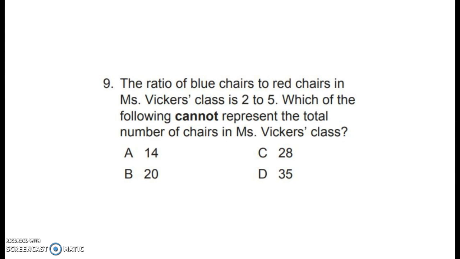Number 9. The ratio of blue chairs to red chairs in Mrs. Vickers' class is 2 to 5. Which of the following cannot represent the total number of chairs in Mrs. Vickers' class? A, 14. B, 20. C, 28. D, 35.